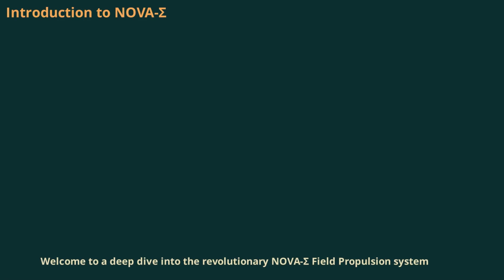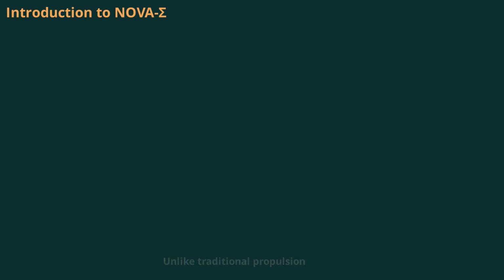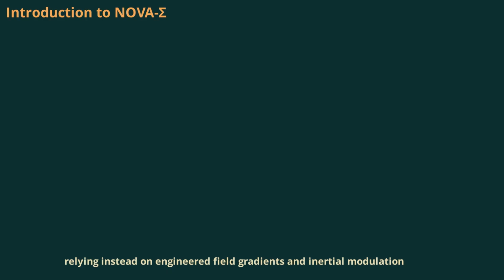Welcome to a deep dive into the revolutionary NOVA-Σ Field Propulsion System. In this video, we'll explore the technical foundation, mathematical models, and stunning 4K diagrams that define a new era of mobility. Unlike traditional propulsion, NOVA-Σ operates without exhaust or aerodynamic lift, relying instead on engineered field gradients and inertial modulation. This chapter sets the stage for understanding how field-driven motion is achieved, the core physical principles at play, and the advanced materials that make this technology possible.